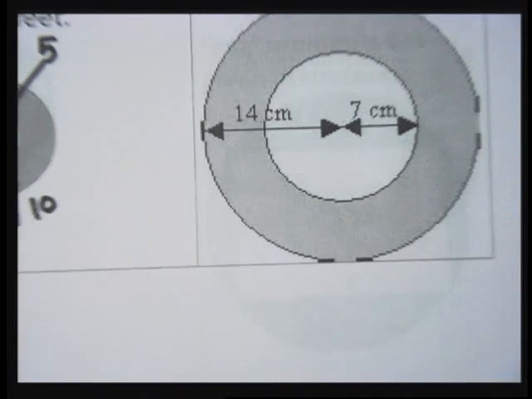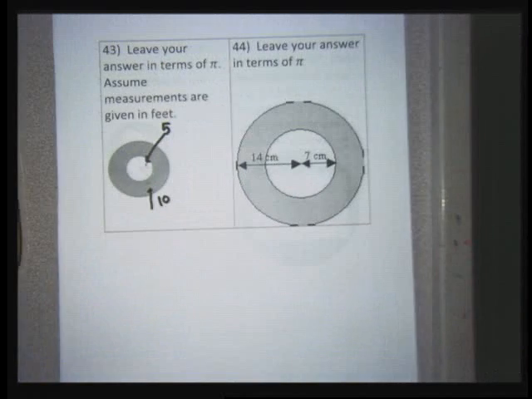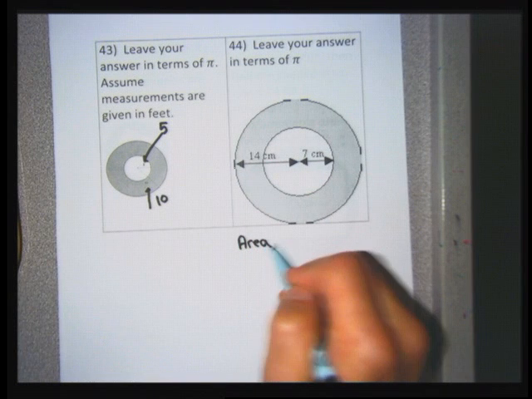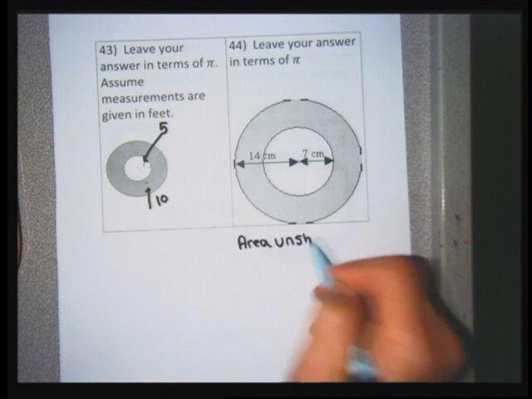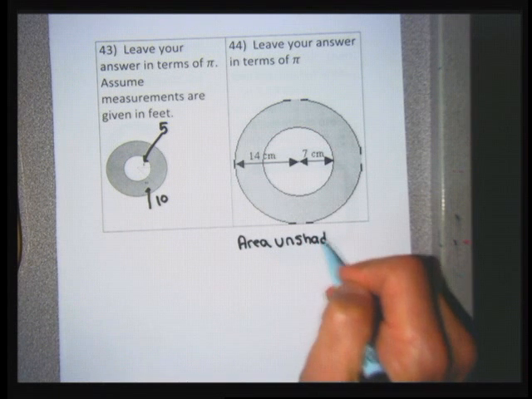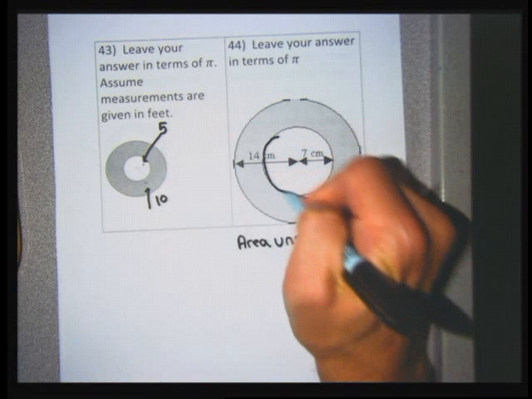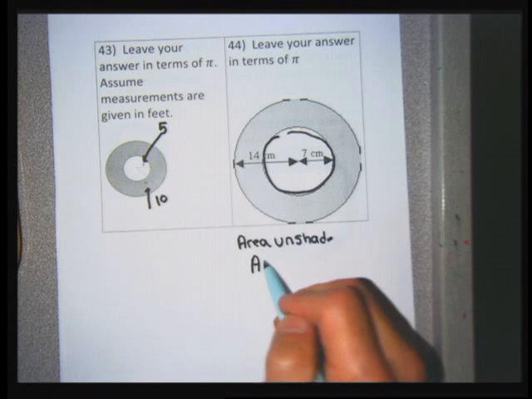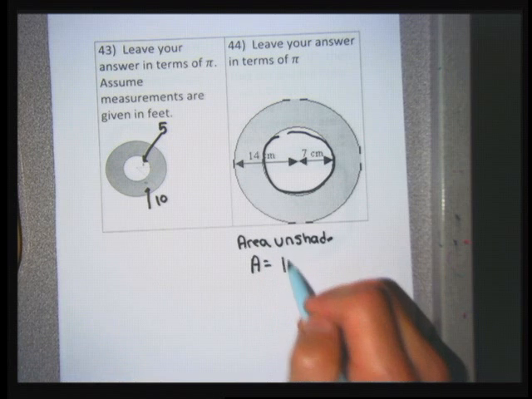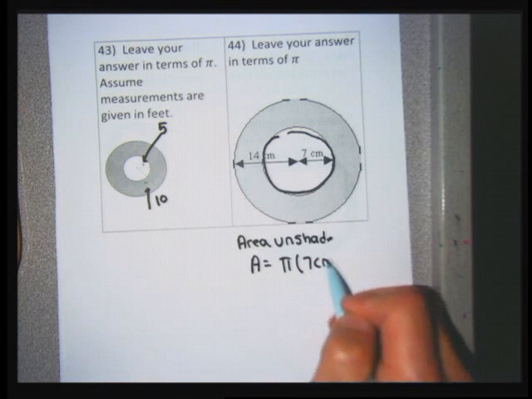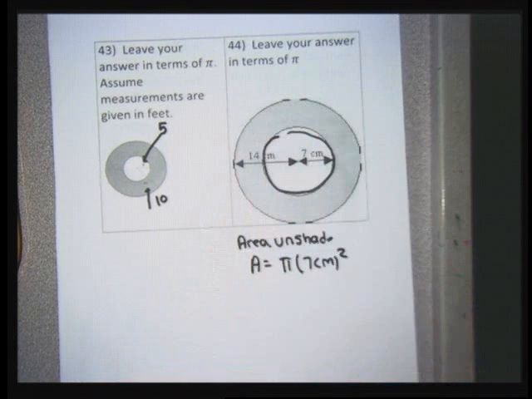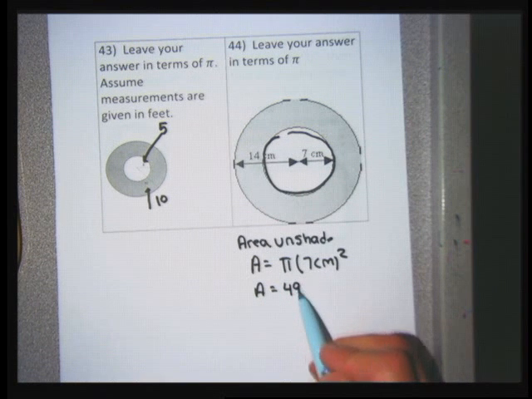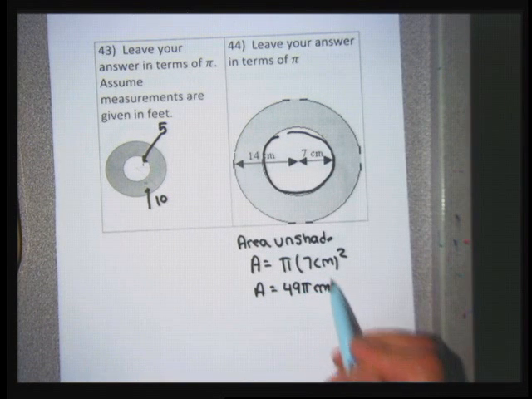I'm assuming that in mine, the unshaded region's in the center, and in yours, the unshaded region's in the center. So when I do problem 44, first, I find the area of the unshaded region, which is the center part. That unshaded region, this circle here, is a circle with a radius of 7. So the area is going to be pi times 7 centimeters squared. It tells me to leave my answer in terms of pi, so 7 squared is 49 pi centimeters squared.